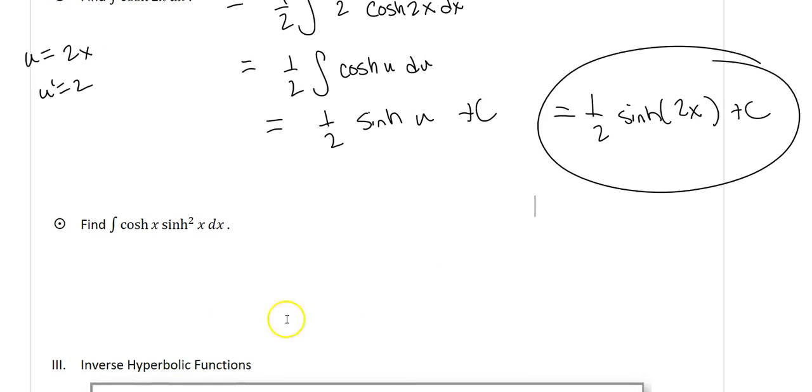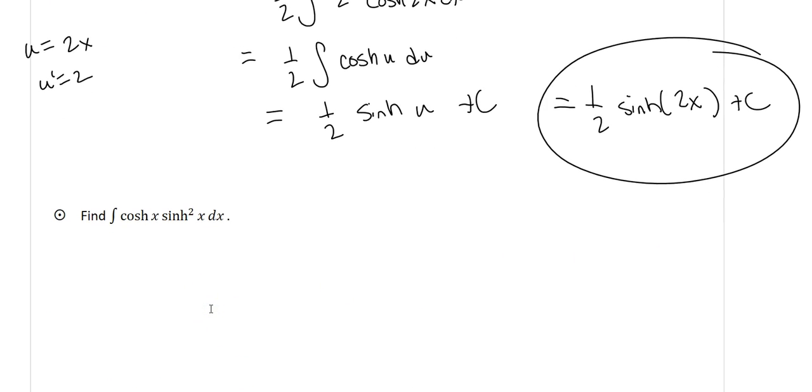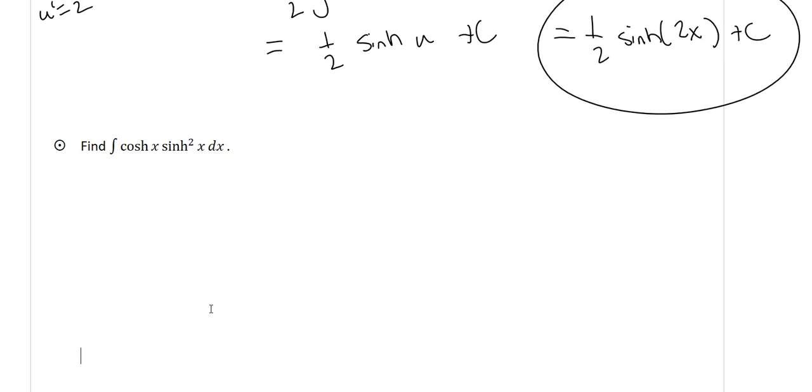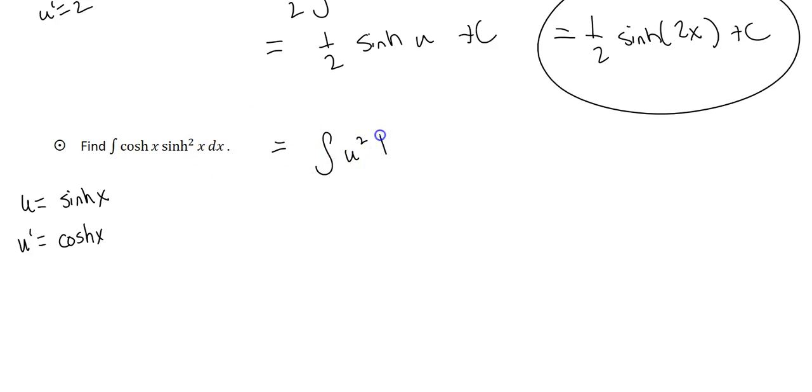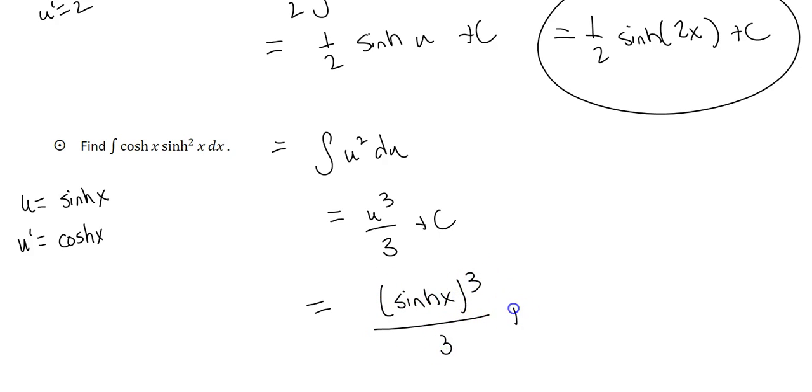And then for this integral, we would have our u is the hyperbolic sine of x, so u prime would be the hyperbolic cosine of x, which means that this is the integral of u squared du, which is u cubed over 3 plus c, which is the hyperbolic sine of x cubed over 3 plus c.